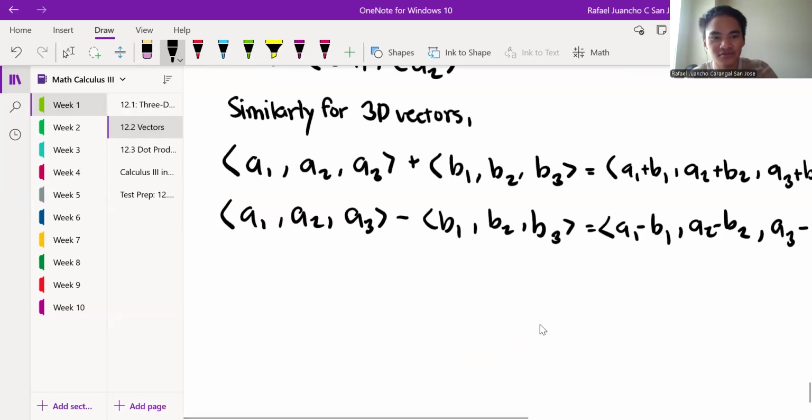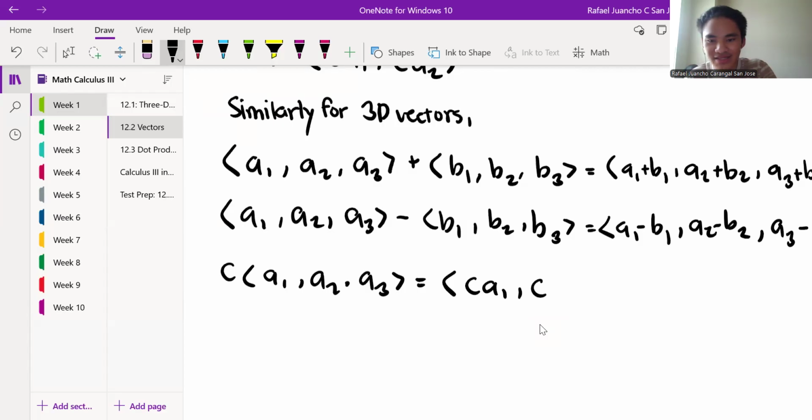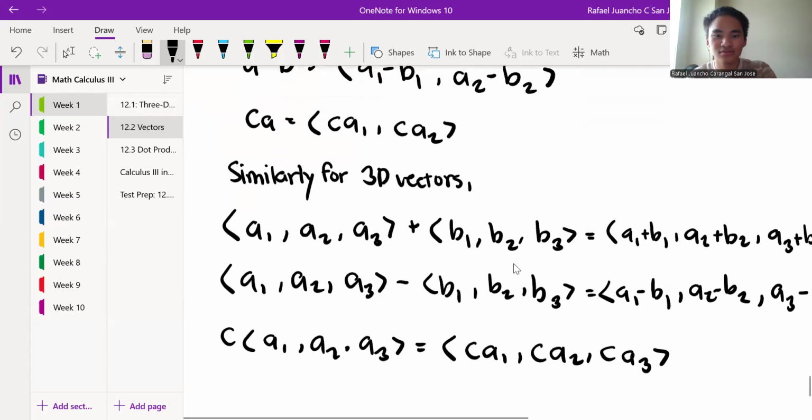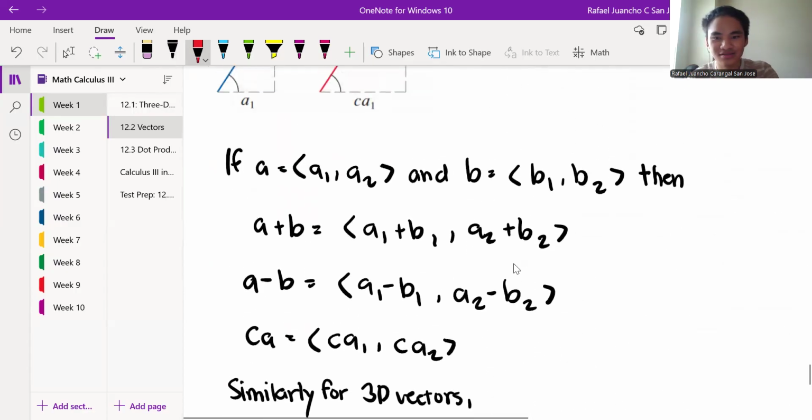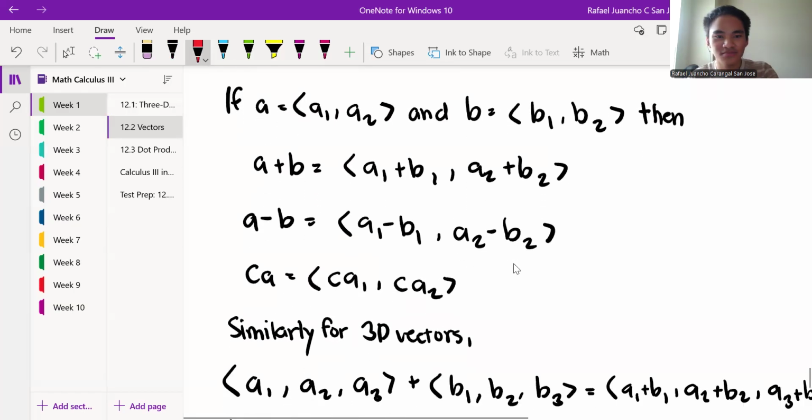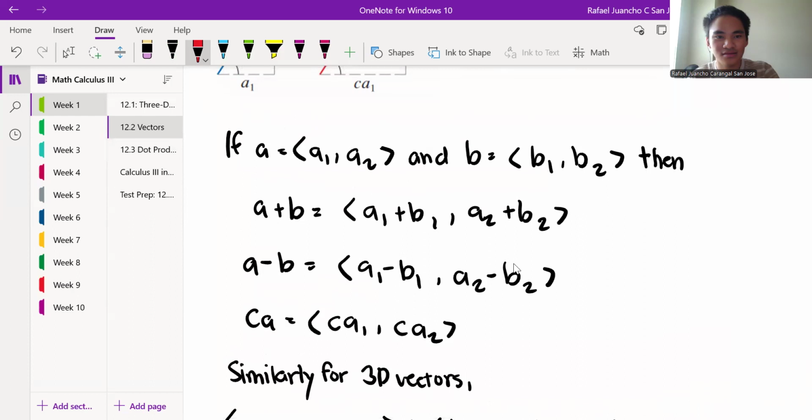Okay. And then finally for multiplying, we're multiplying a scalar by a vector. Then this is just multiplying every single coordinate by that same scalar. Okay, yeah. It looks overwhelming, but it's just basic addition, subtraction, and all that stuff.